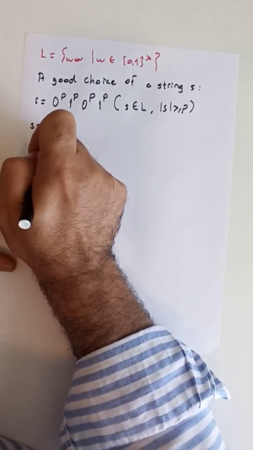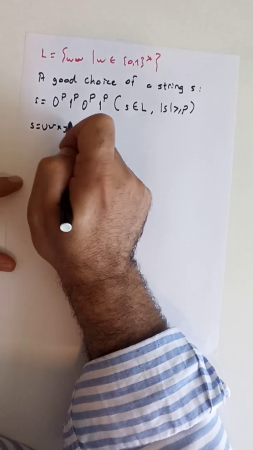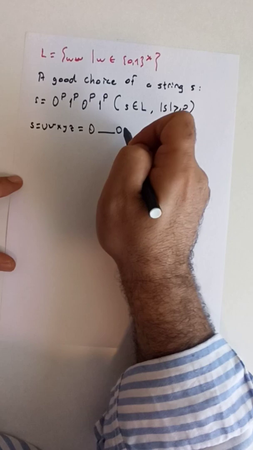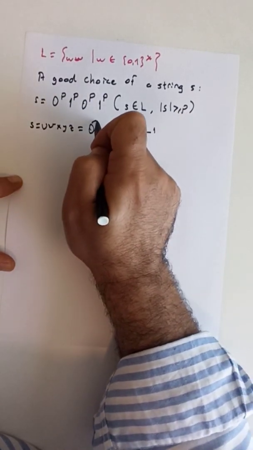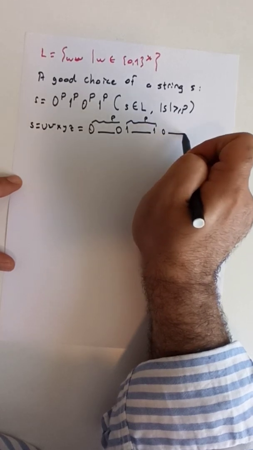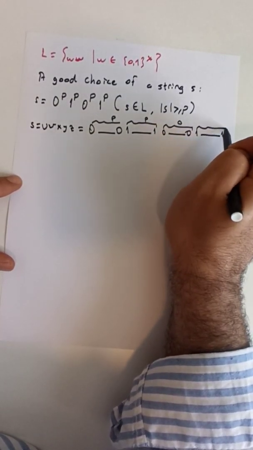Let's try to visualize what s looks like. It will be partitioned into u, v, x, y, z: p many zeros, followed by p many ones, followed by p many zeros, followed by p many ones.